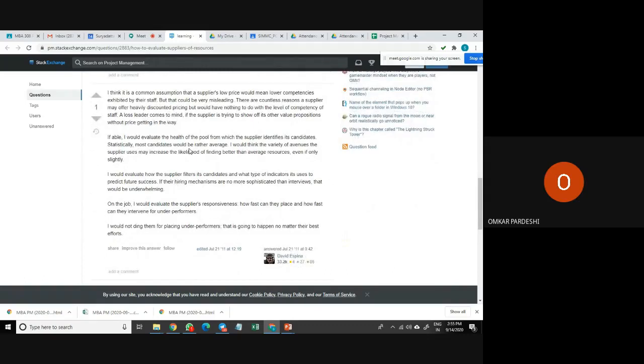Their troubleshooting capabilities, their reputation in the market, which has come through experience. Also, one that is not mentioned anywhere is dynamism, as in the ability to change quickly. I think that should be inherent to any organization nowadays. I think the second last point says on the job, I would evaluate the supplier's responsiveness. I think that is close to dynamism.